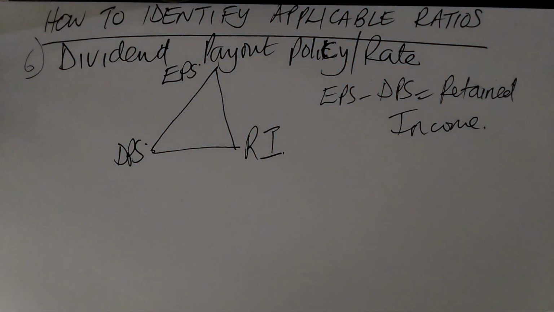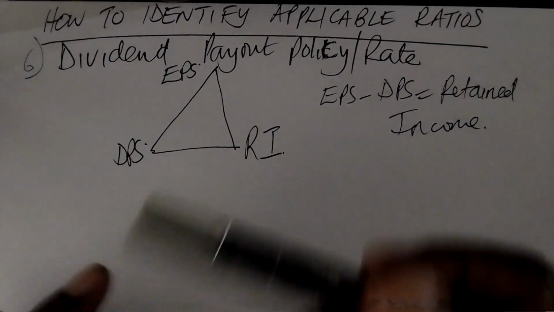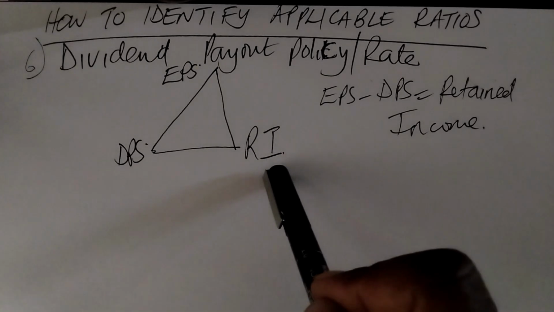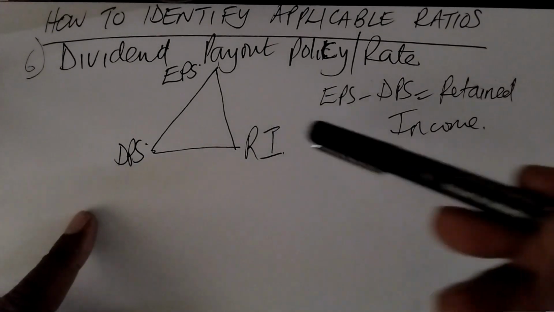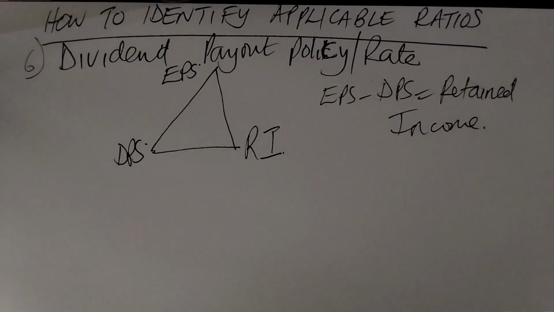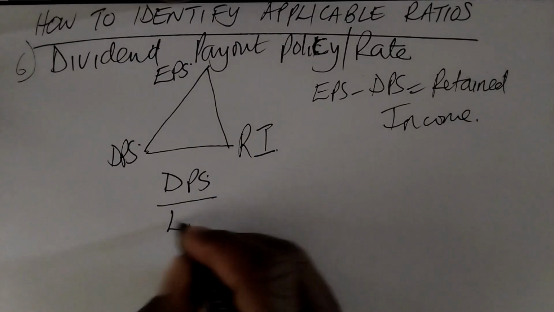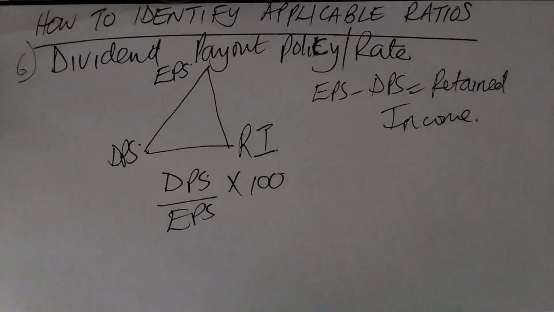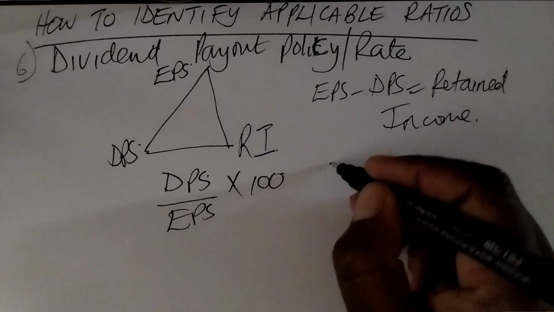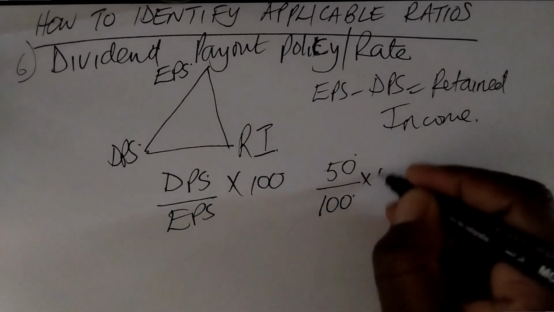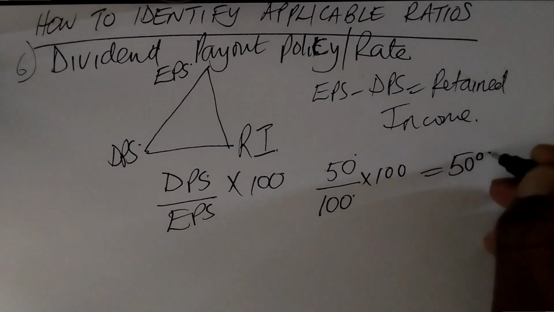So what we are saying is that when the business makes a profit, they will have to distribute a part of the profit in the form of dividends to the shareholders, and whatever remains after the distribution of dividends is retained income. So to calculate dividend payout policy, it's DPS over EPS times 100. I'm just going to use simple examples so that you understand. Let's say the dividend per share is 50 cents, and the earnings per share 100, times 100. This will give me 50%.